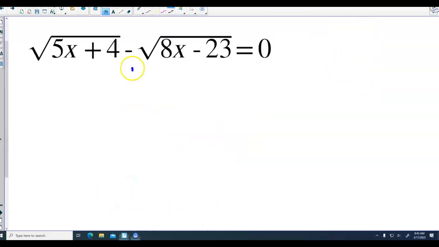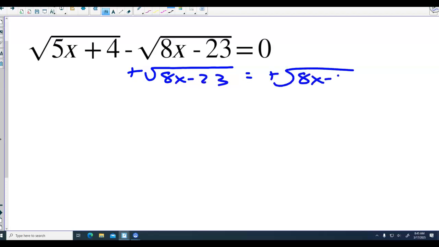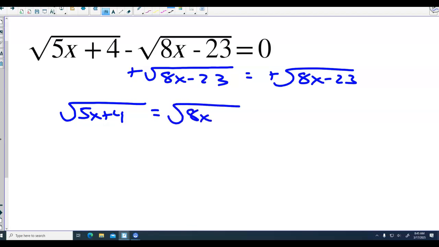Okay, so with a problem like this, we've got to get one radical to the other side. My advice is make both radicals positive when you can. So this becomes the square root of 5x plus 4 equals the square root of 8x minus 23. And now we're going to square both sides. That way we're not squaring anything in the radical.